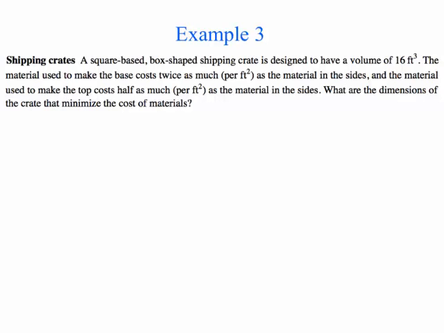Listen, a square-based box shaped shipping crate is designed to have a volume of 16 foot cubed. The material used to make the base costs twice as much per square foot as the materials in the sides, and the material used to make the top is half as much as the sides. What dimensions of the crate minimize the cost of the materials?